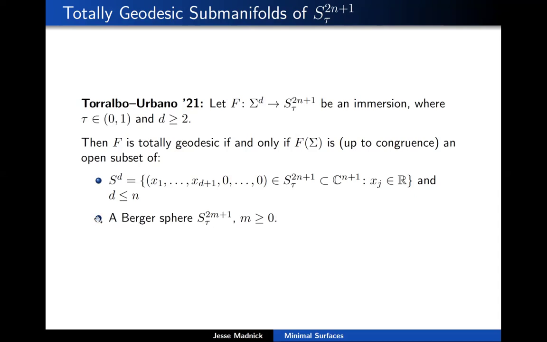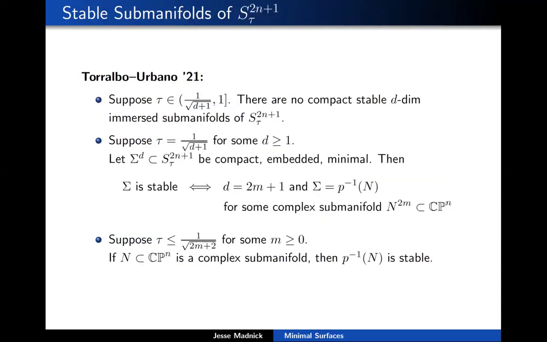And I suppose this has been open for quite a while because in general, the Berger sphere, I should say, is a homogeneous space, and in general, classifying the totally geodesic submanifolds of some arbitrary homogeneous space is not necessarily so easy. This is related to the following result that they prove.